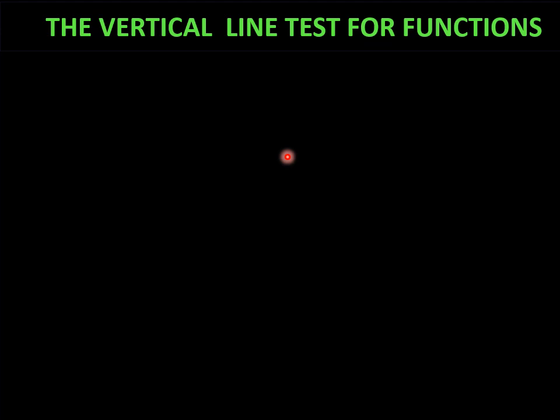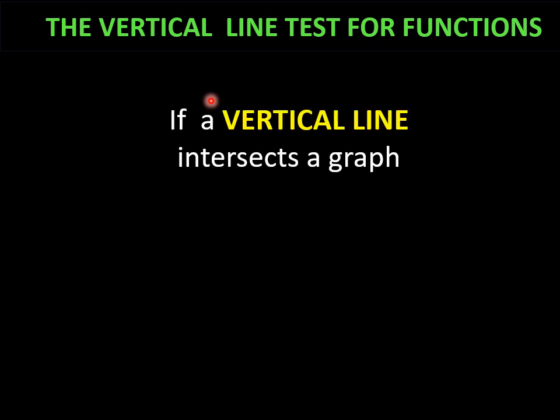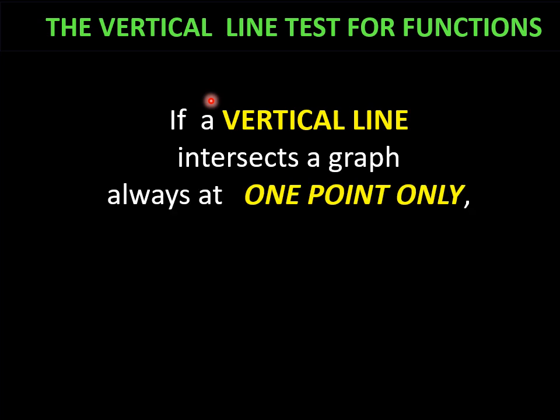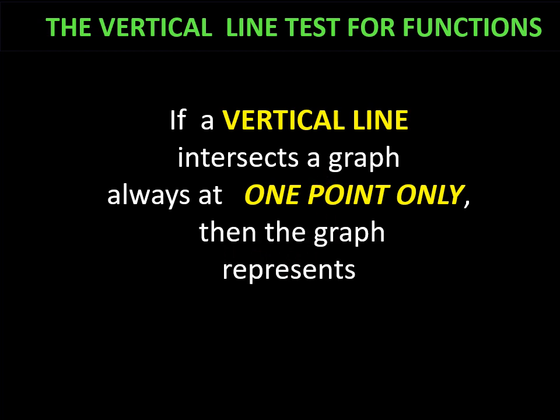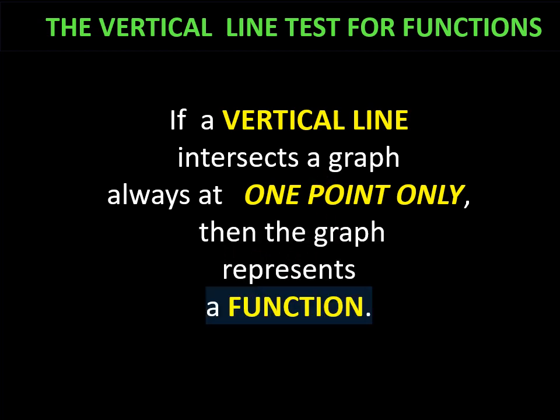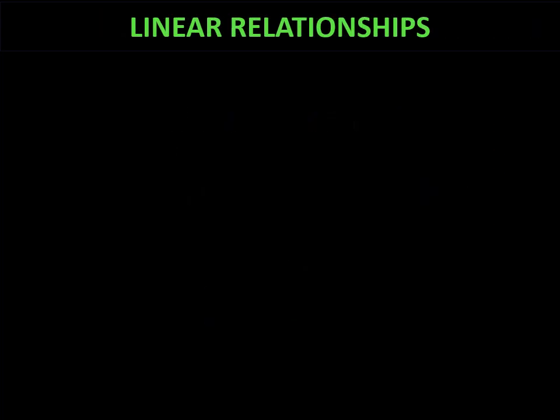Now, when we have graphs, we can actually use a test which is known as the vertical line test. In other words, we'll use a vertical line to test whether the graph represents a function. If the vertical line intersects a graph always at one point only, as I move the vertical line, every time it only cuts it at one place, then that graph represents a function. We can move the vertical line either from the left side to the right or from the right.